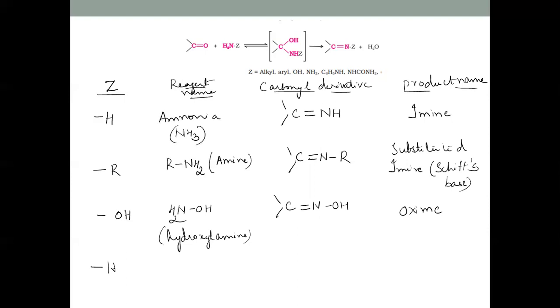If Z is NH2, what is the reagent here? NH2, NH2. This is hydrazine. You must know this. What is the product which is being formed? C double bond N, NH2. What is the name of this? Hydrazone. Hydroxylamine, oxime; hydrazine, hydrazone. Yes. Next one.